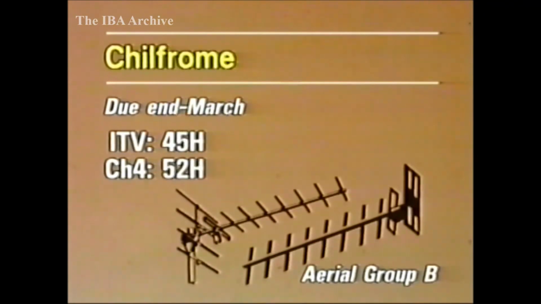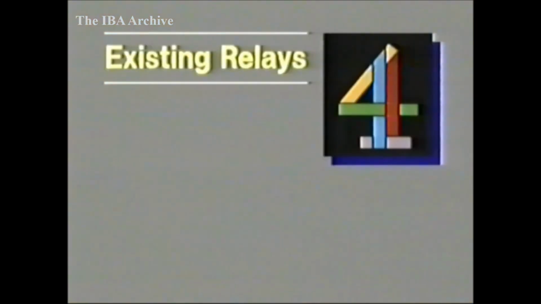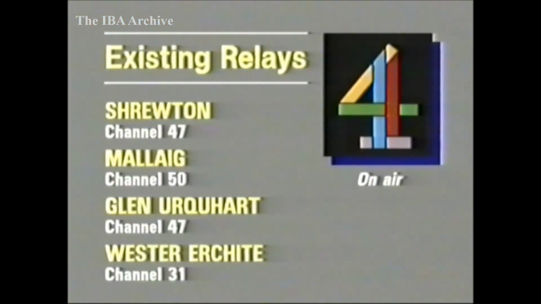In Dorset, Chilfrome, which was expected at the end of this month, has been delayed. It now seems unlikely to come on before the second half of March. We'll give you more details when we can. Channel 4 next, and now on the air in Wiltshire, Shrewton on Channel 47, and in Scotland, Mallaig on Channel 50, Glen Urquhart on 47, and Wester Urquhart on 31. These stations add another 3,100 people to Channel 4's coverage.